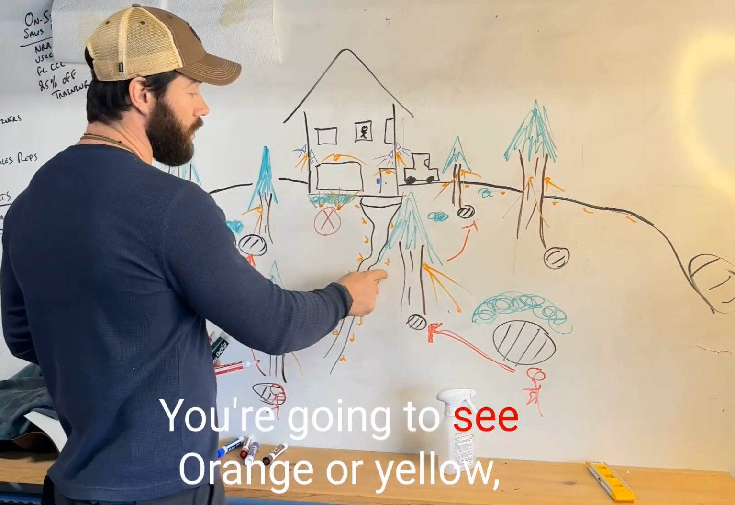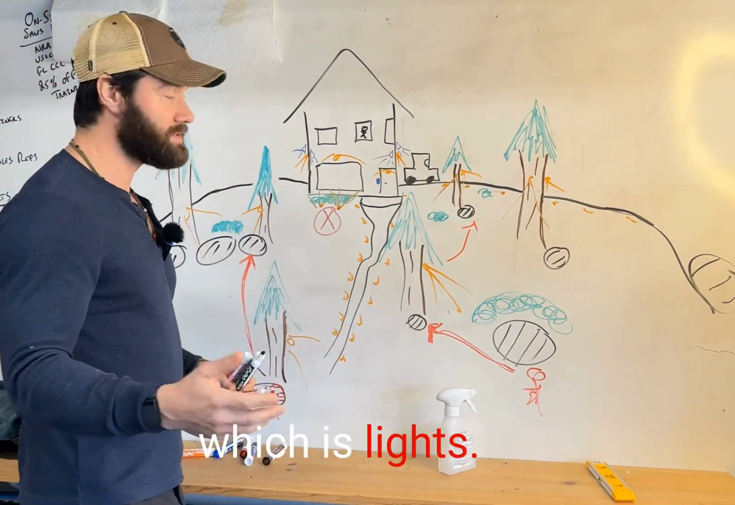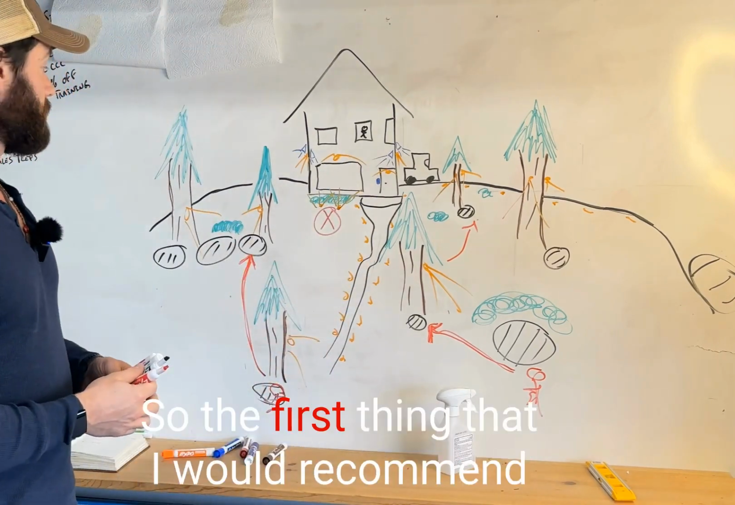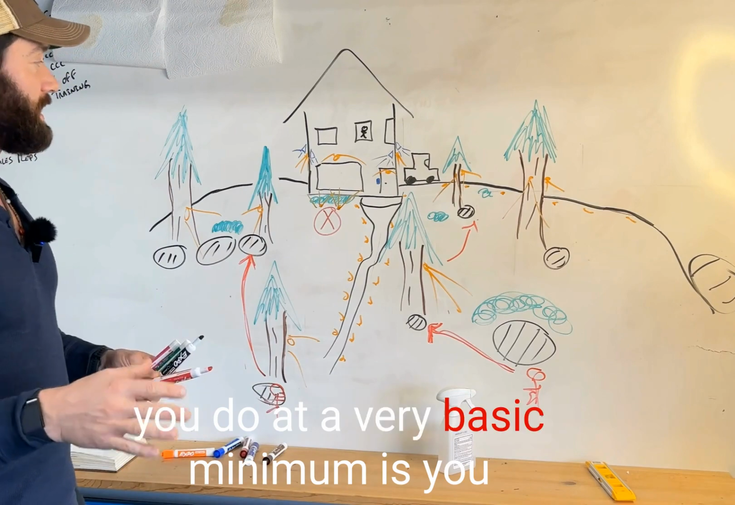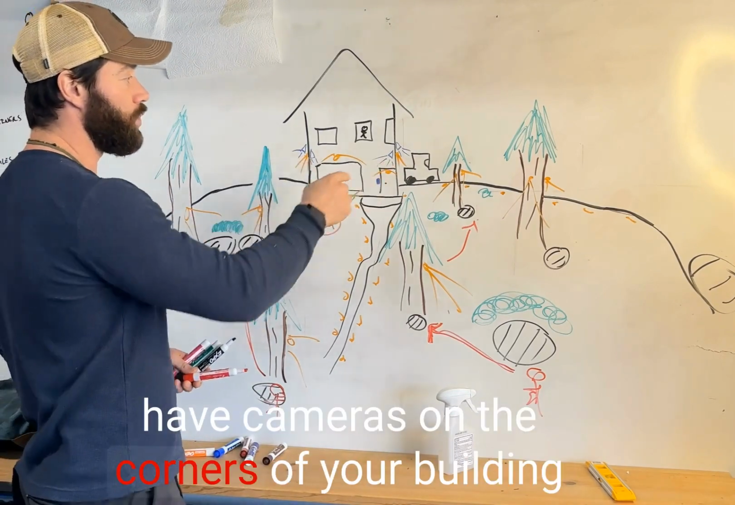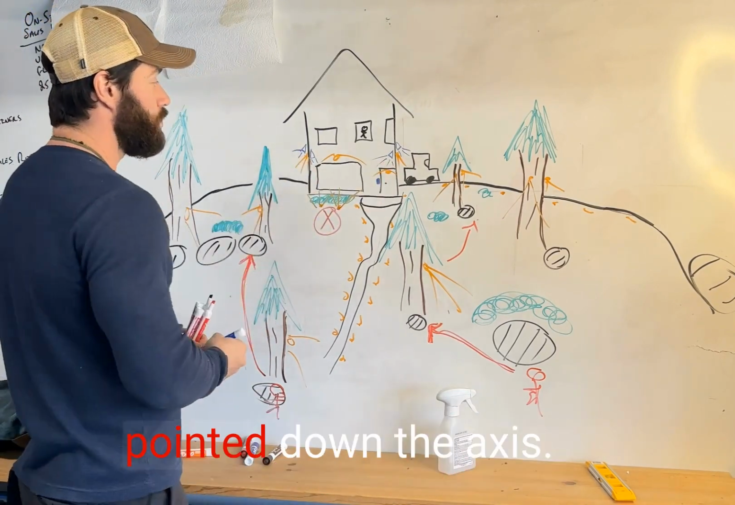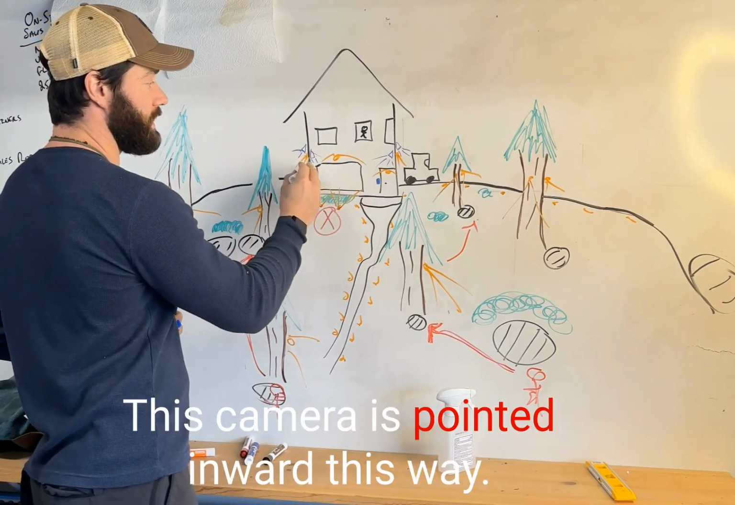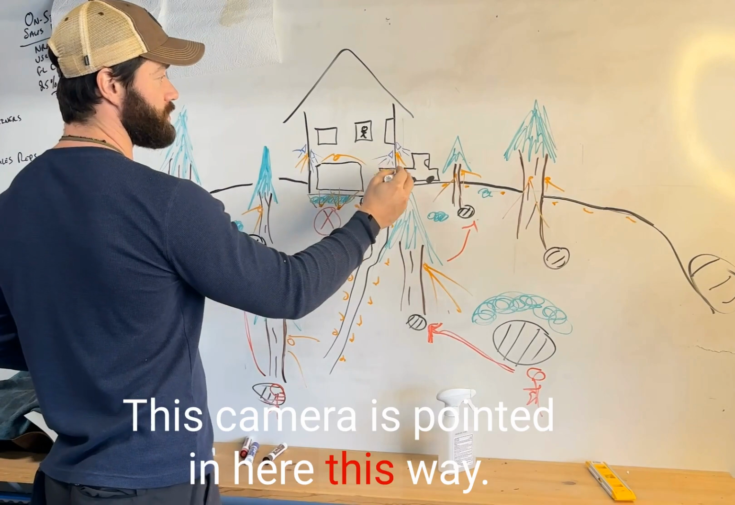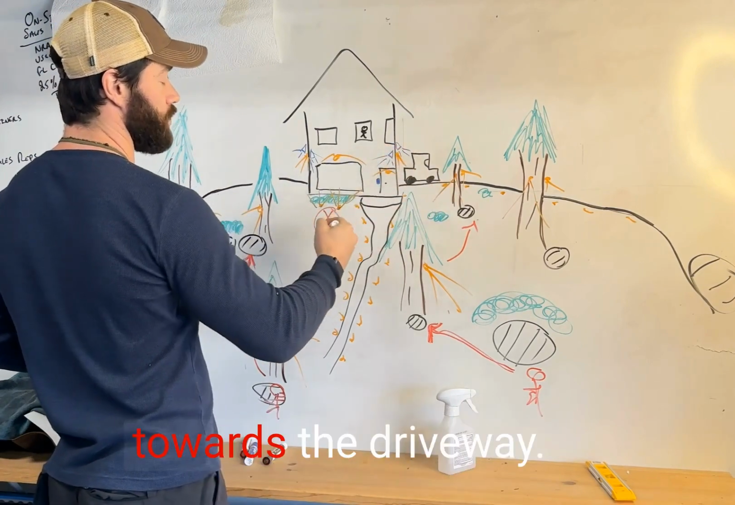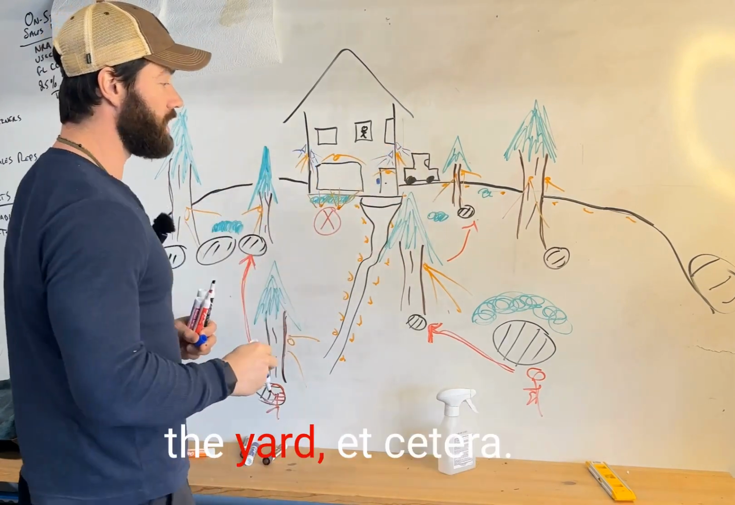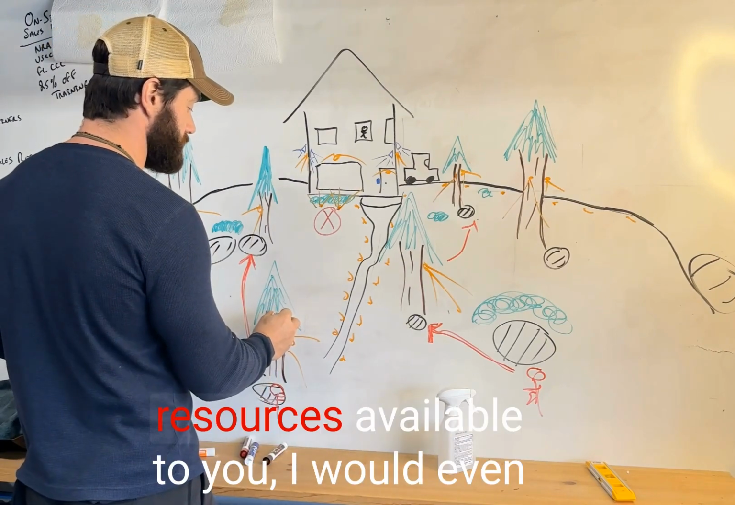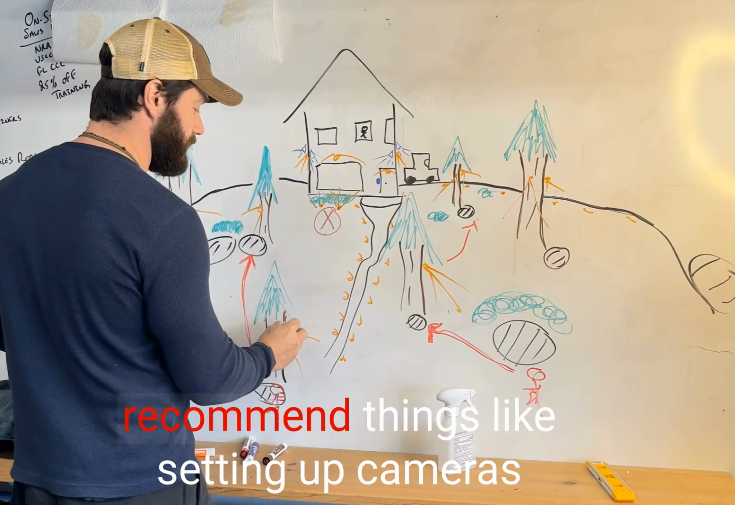You're going to see orange or yellow, which is lights, and then you're going to see blue, which represents cameras. So the first thing that I would recommend you do at a very basic minimum is you have cameras on the corners of your building pointed down the axis. As you can see here, this camera's pointed inward this way, this camera's pointed in here this way, this camera's pointed out towards the driveway, this camera's pointing out towards the yard, etc.